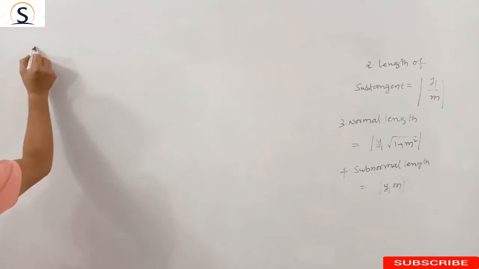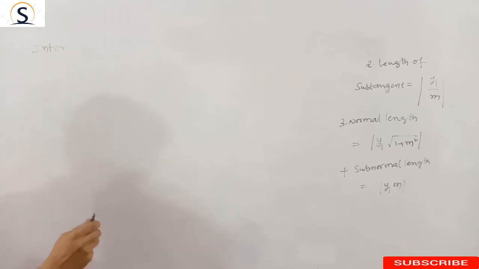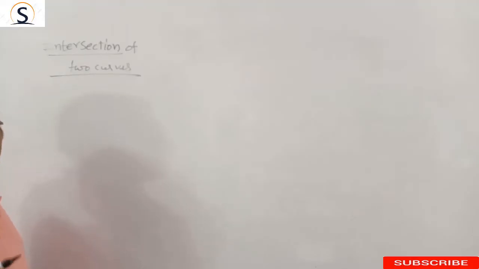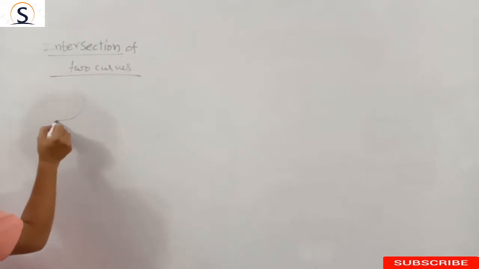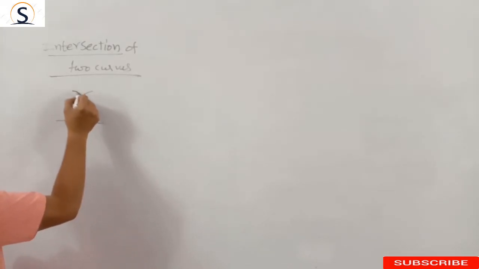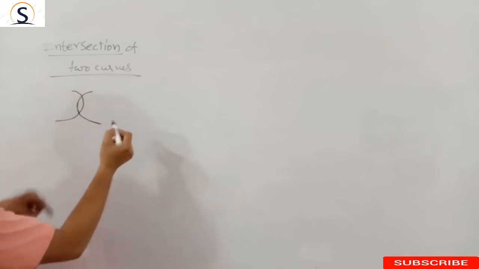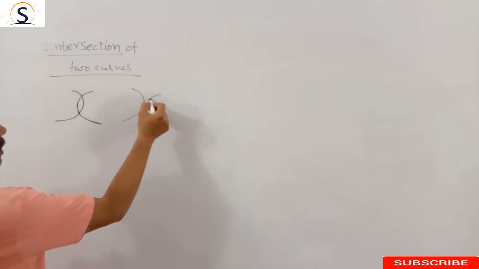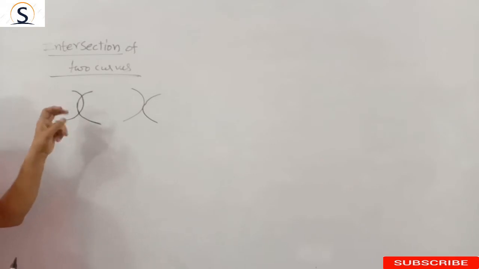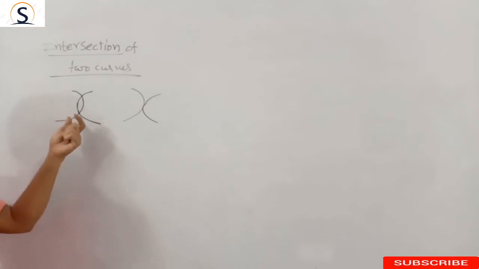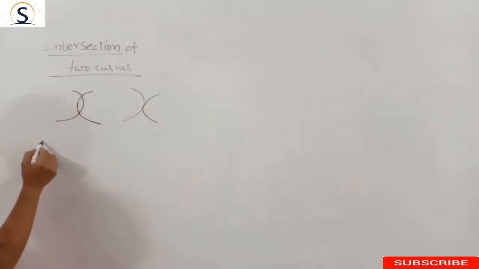Next, intersection of two curves. Suppose these are two curves. In this case, they are intersecting each other, and these two curves touch each other. So what is the condition for intersecting? That means orthogonal here. Next, in this case, they touch each other.